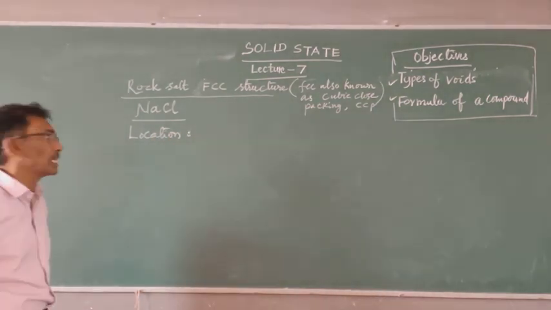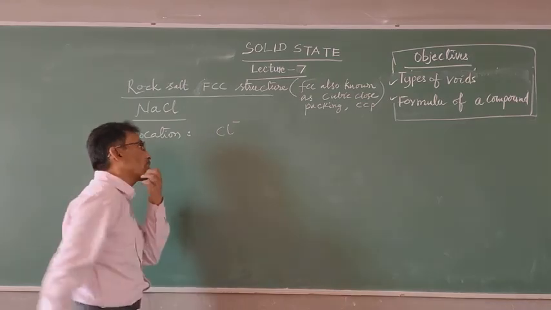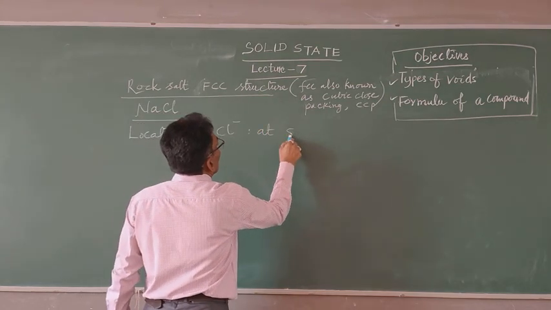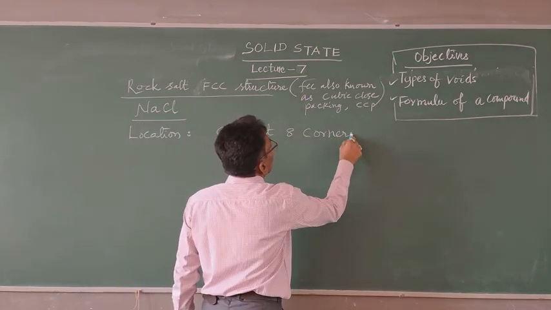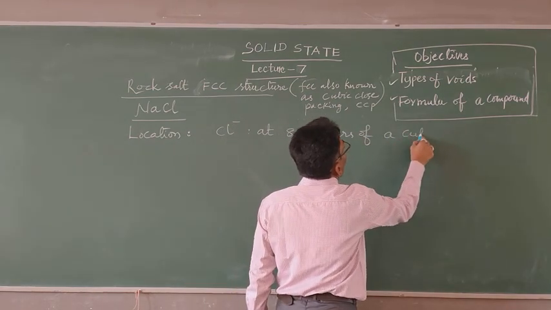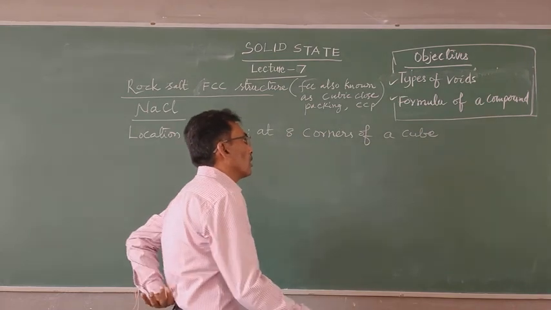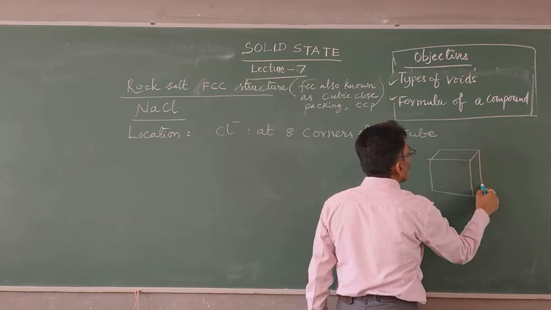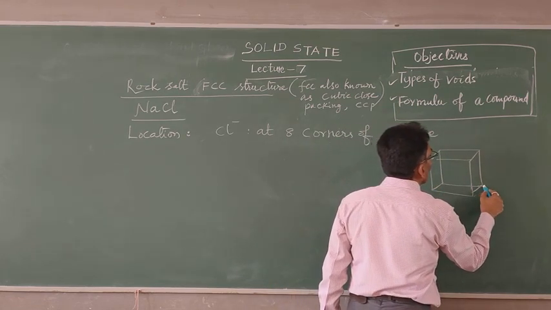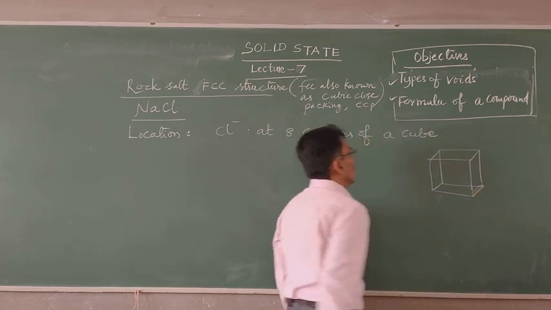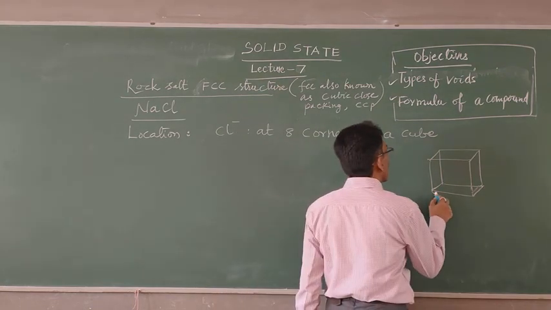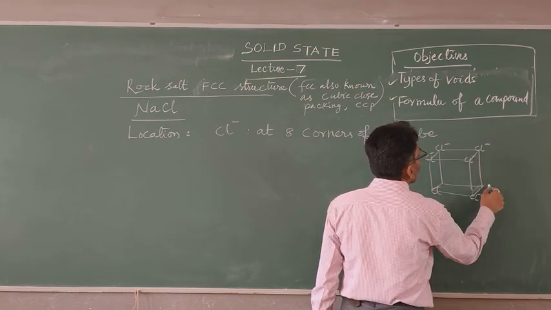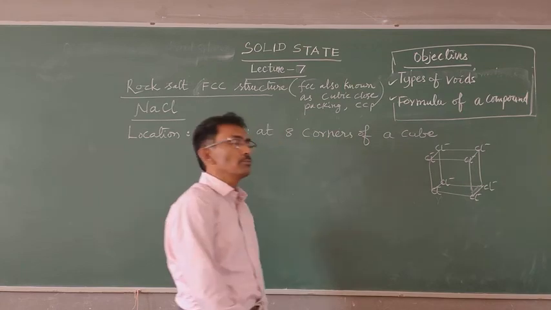Yes, the location of Cl minus ions. Cl minus ion is the bigger ion, occupying corners of a cube, at 8 corners of a cube. Yes, how do you draw that one? Like this. Corner of a cube, dear students. Yes, this is Cl minus. I hope you follow the position.